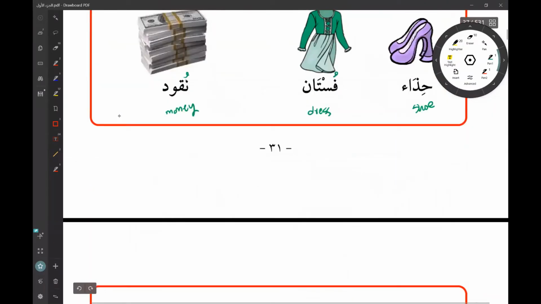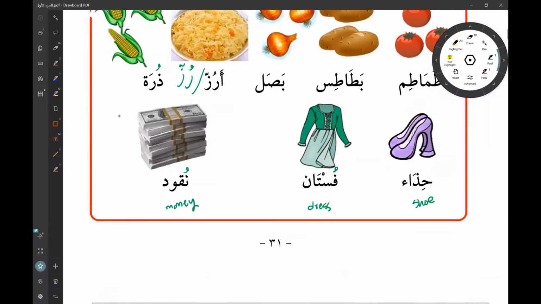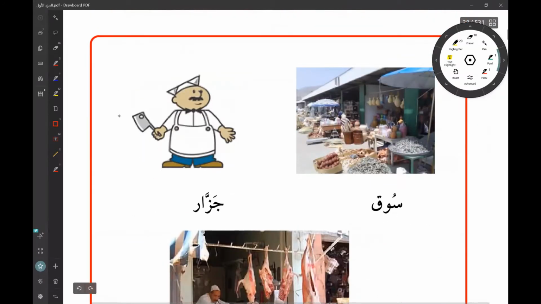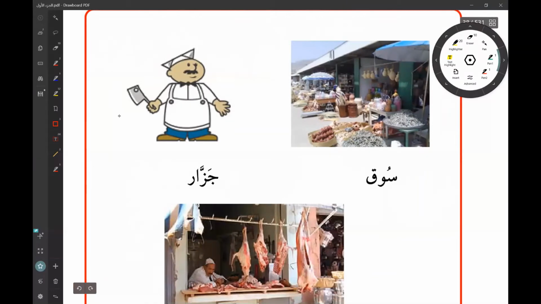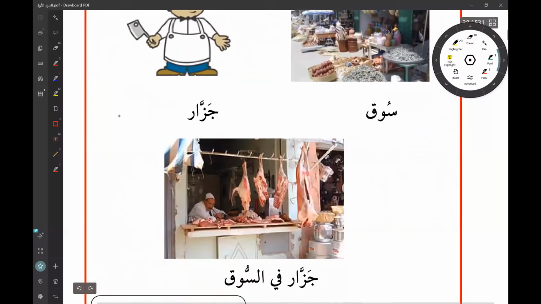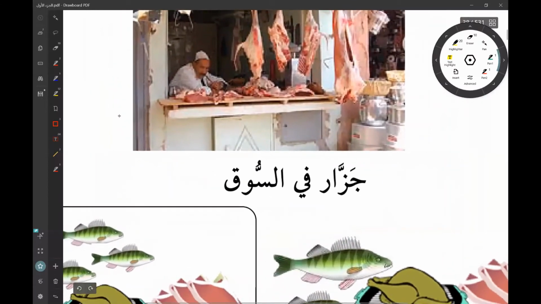Okay. So that's it. These are the words that we have for this lesson, and the rest of these exercises and everything will just be using the same words, right? For example, we have souk, right, which is market. We know that jazar is a butcher, right? Okay, so we have something here. Jazarun. So again, we can say jazar or we can say jazarun.